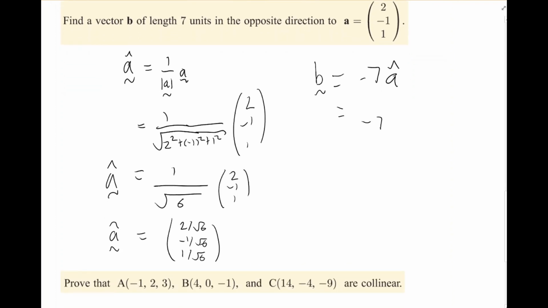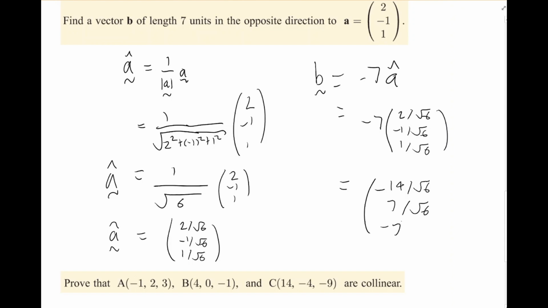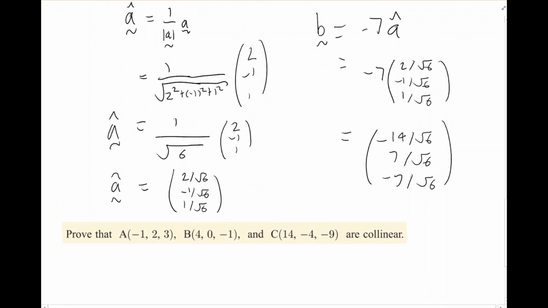So this is -7 lots of (2 over root 6, -1 over root 6, 1 over root 6). That's going to give us -14 over root 6, then positive 7 over root 6, then -7 over root 6. And that's the vector that we're looking at there.